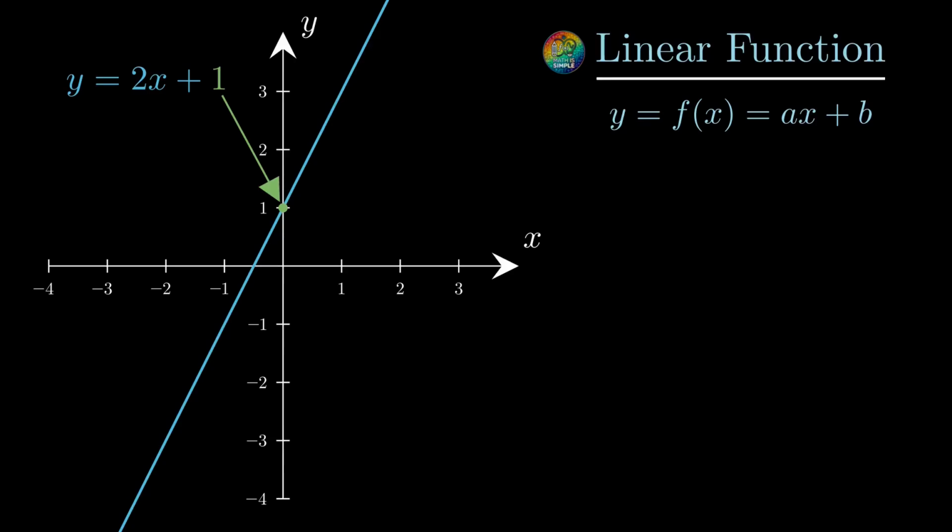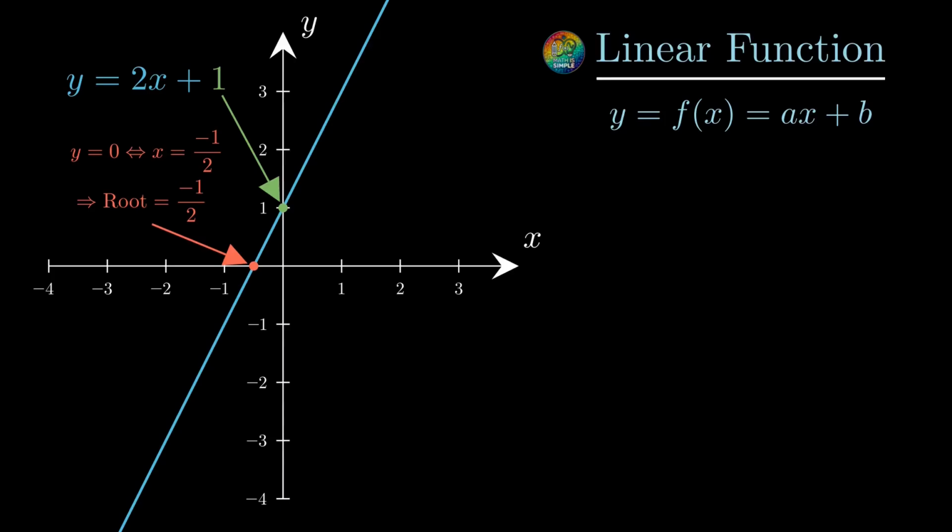Second, the red arrow points to the root of the function, the x-intercept, which happens exactly at x equals negative 1/2, where the function equals 0.